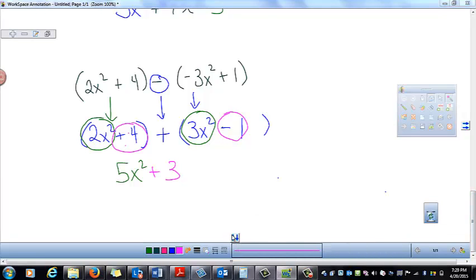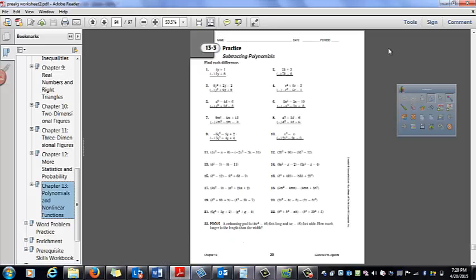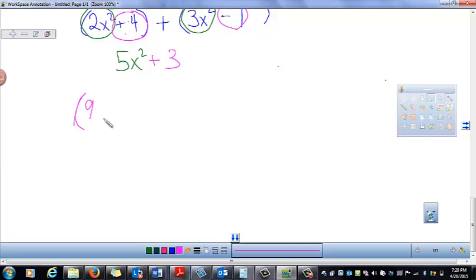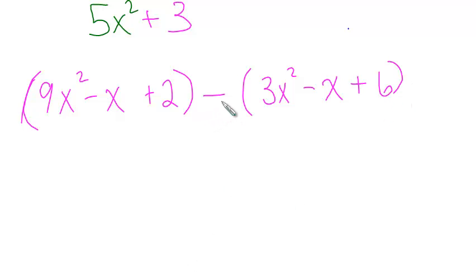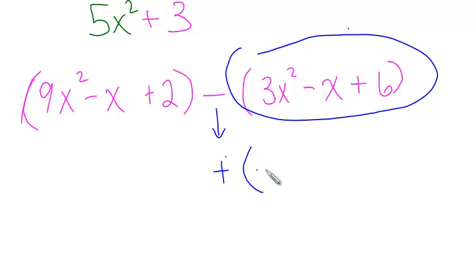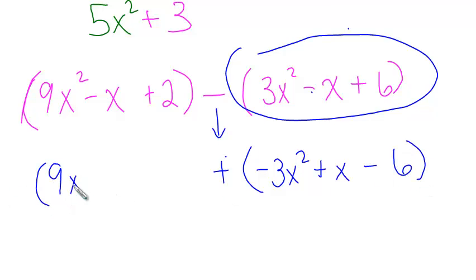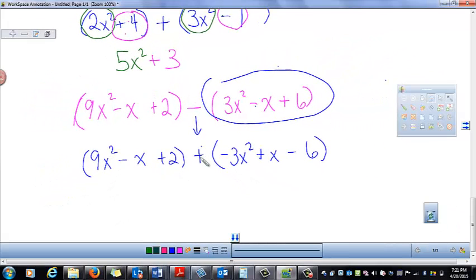So let's try one more. How about this? 9x squared minus x plus 2 minus 3x squared minus x plus 6. So it starts as a minus. If it starts as a minus, change it to a plus. And when you change it to a plus, all of this has to change. So it becomes negative 3x squared. This one becomes plus x, and then if you change this one, minus 6. The first one stays exactly how it was. So now 9x squared plus negative 3x squared gives me 6x squared.